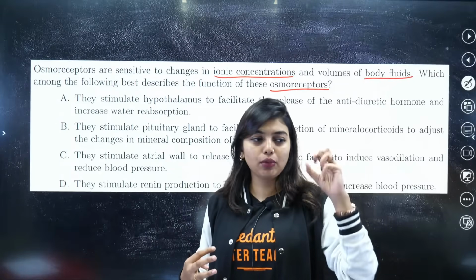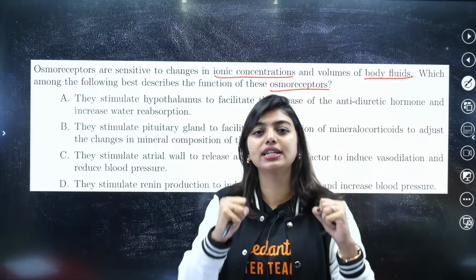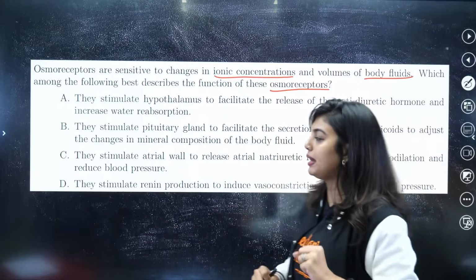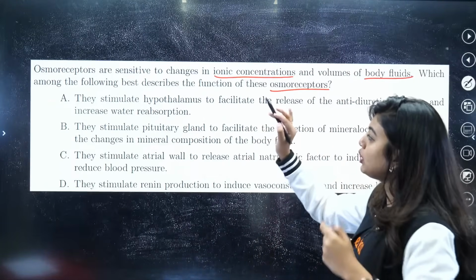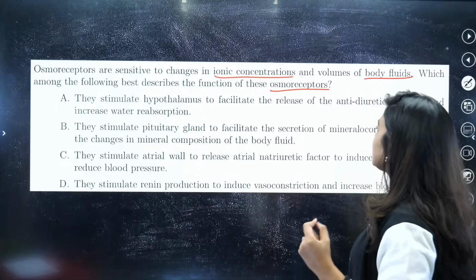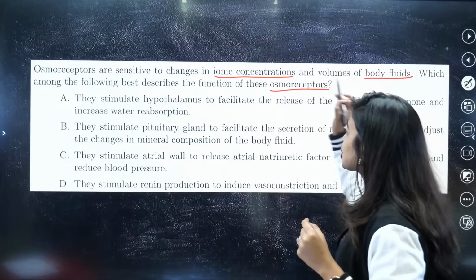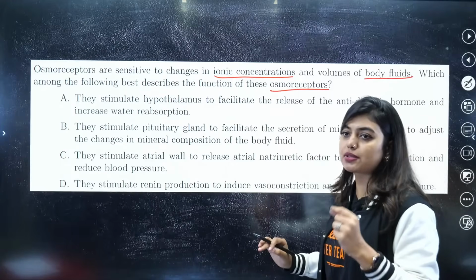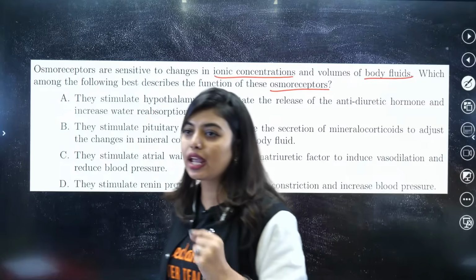Whatever it be, water concentration, or if salt is there, that salt concentration also has to be maintained. Here they are saying osmoreceptors are sensitive to changes in ionic concentration and volumes of body fluids. Which among the following best describes the function of osmoreceptors? Can you all try?